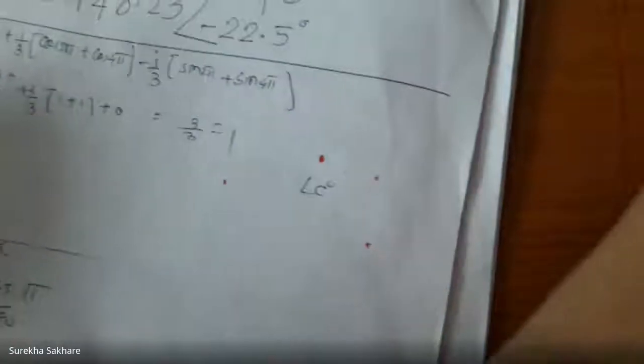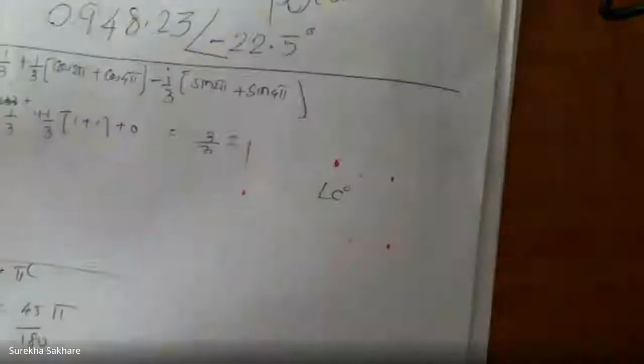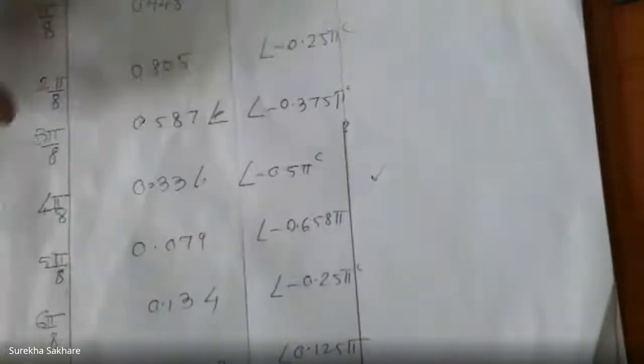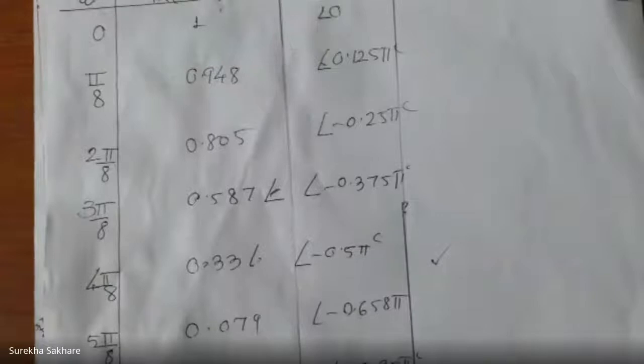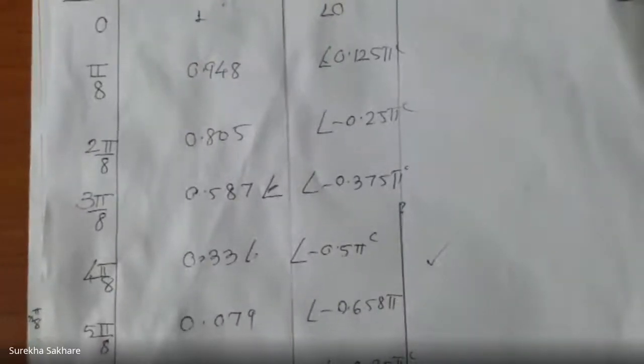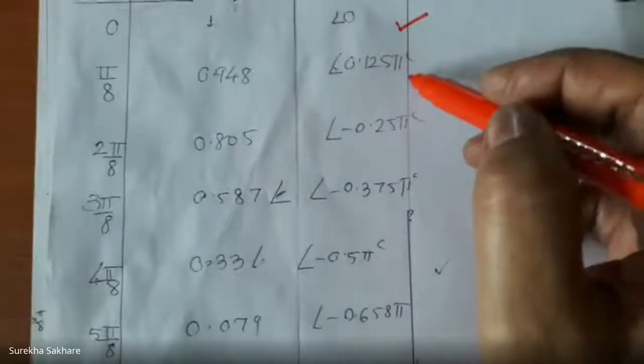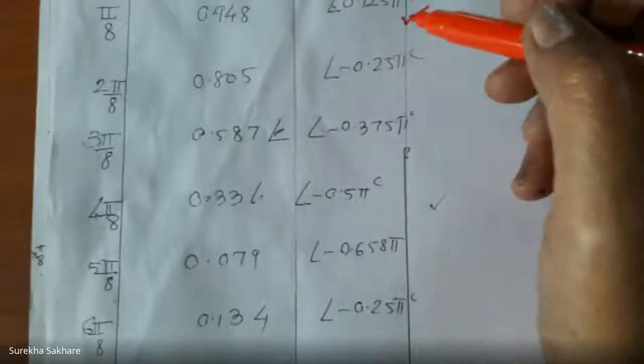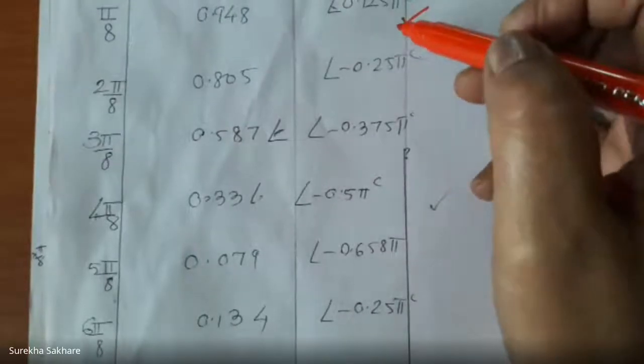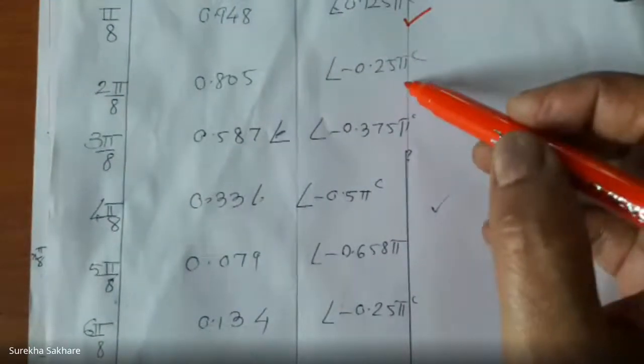Now we are going to tabulate these values here. We are having the values. Okay. So if you are not having it in table form, you can put them in table form like this. Was 0, it was 1 and 0, pi by 8 radian. Then this is the angle. 2 pi by 8, it was 0.805 minus 0.25 pi.